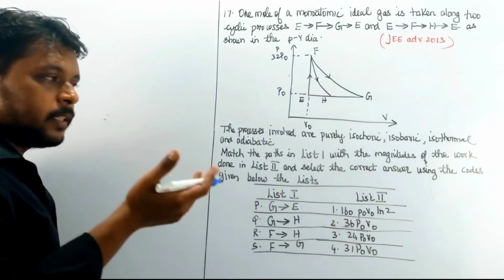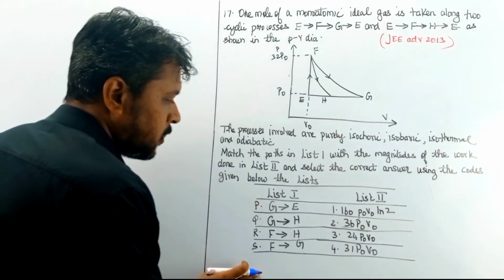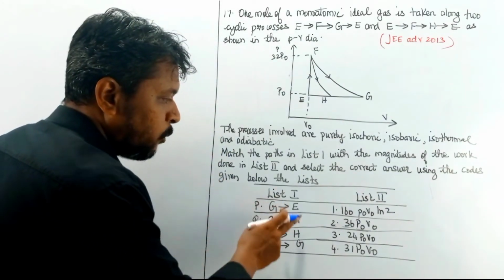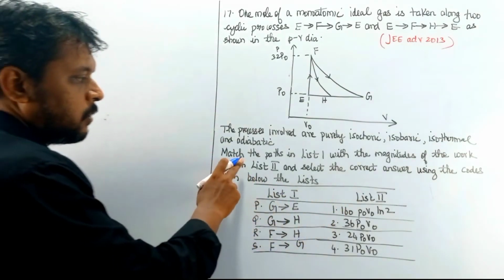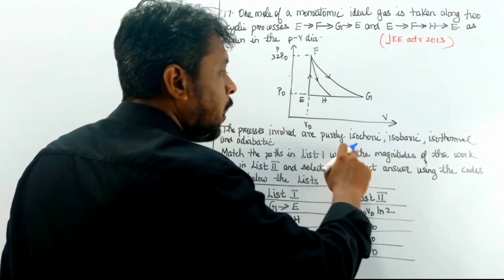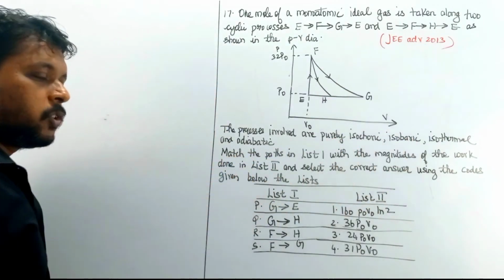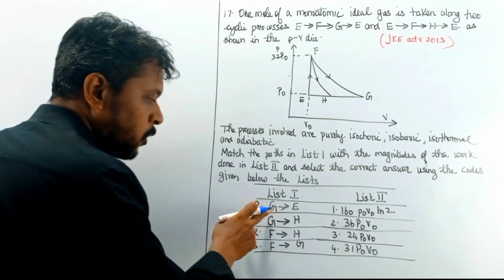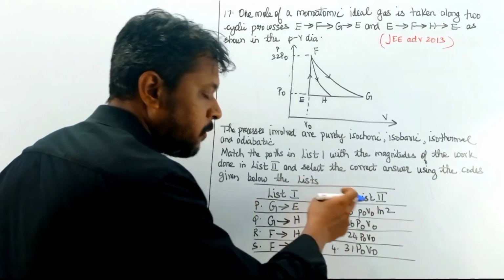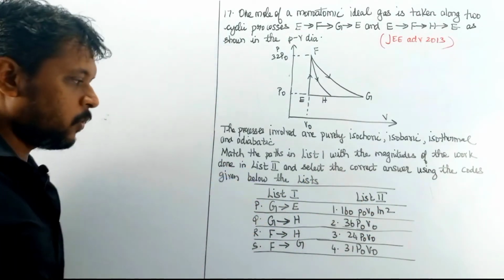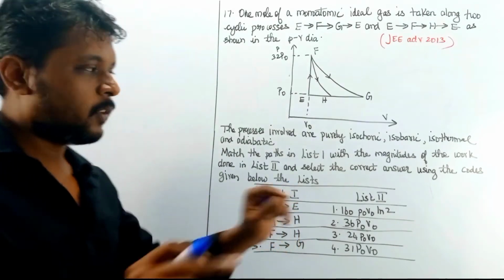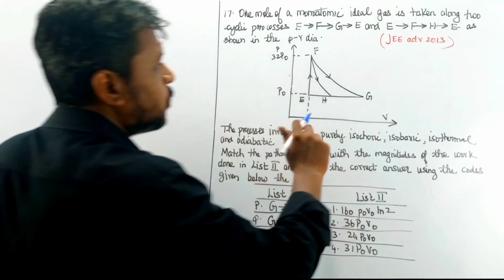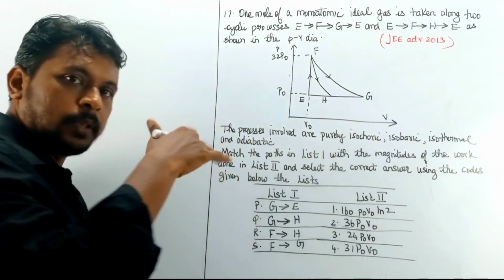Okay, so with this representation they have given some match. They have given the pathway and also the work done. Match the path in list 1 with the magnitude of the work done in list 2. So this is the pathway, and through this pathway, this is the match of the work done. So we have to match correctly the work done for the respective pathways.